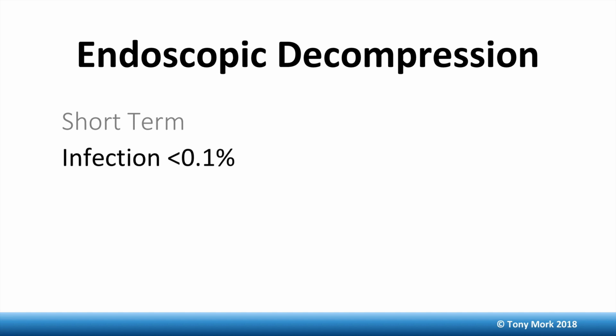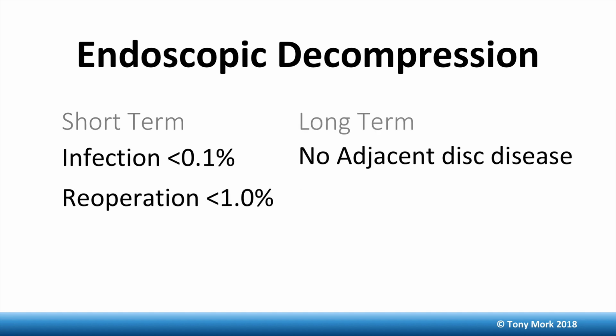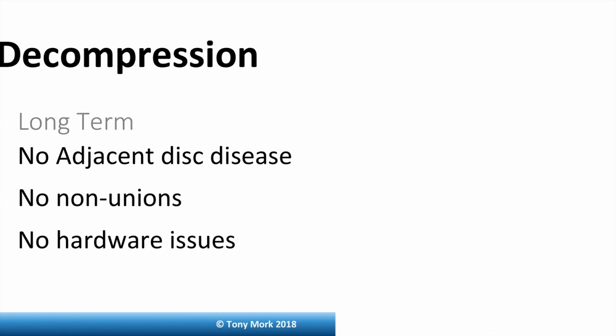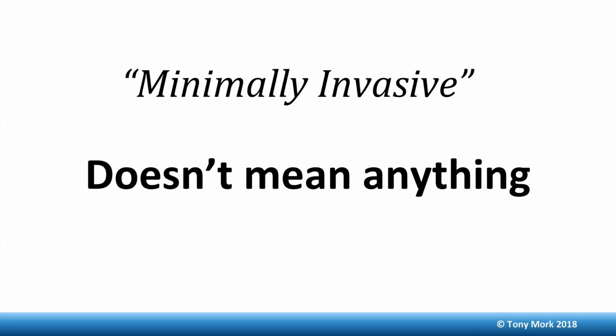So I recommend an endoscopic decompression to start with. The infection rate is less than 0.1%. Reoperation is less than 1%. Long-term issues, no adjacent disc disease, no non-unions, no hardware issues. So with those kind of figures, I would say that I would do the endoscopic decompression first, and if you don't like it or it's not successful and you need to have much more bone taken, you can always do a fusion with hardware.